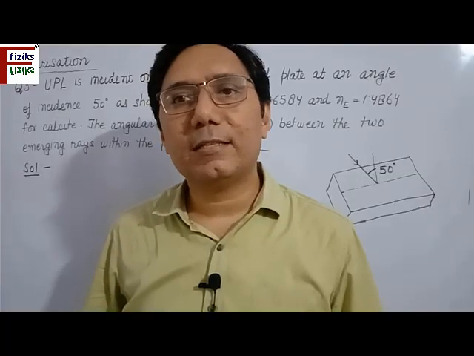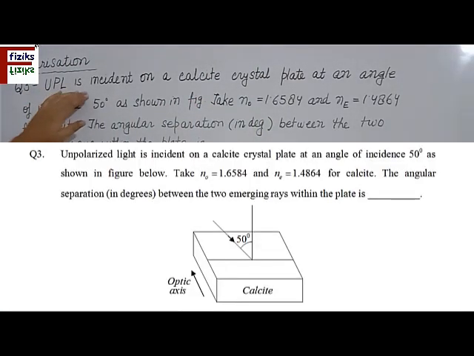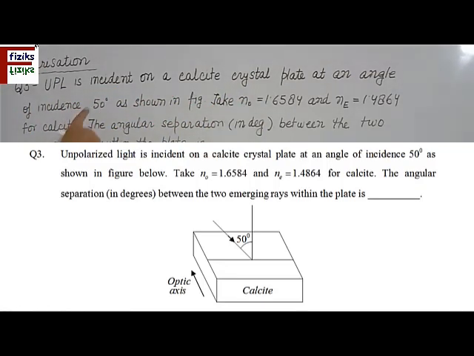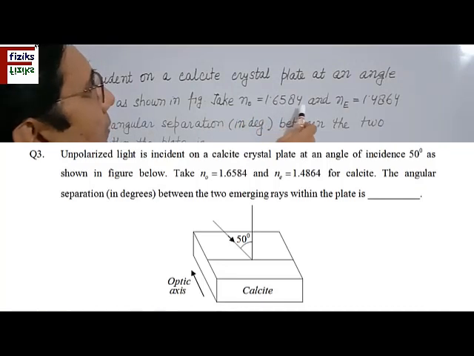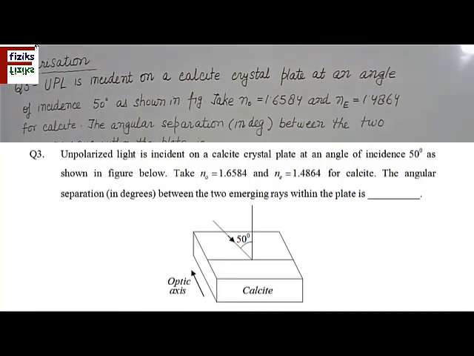This is question number 3. In question number 3, an unpolarized light is incident on a crystal plate at an angle of incidence 50 degree as shown in the figure. Take N naught equal to 1.6584 and Ne equal to 1.4864. For calcite, the angular separation in degrees between the two emerging rays within the plate is asked.